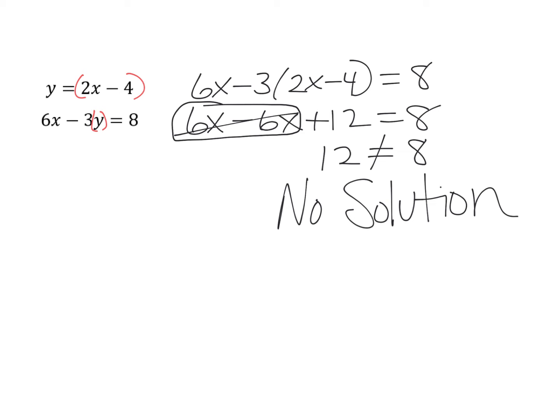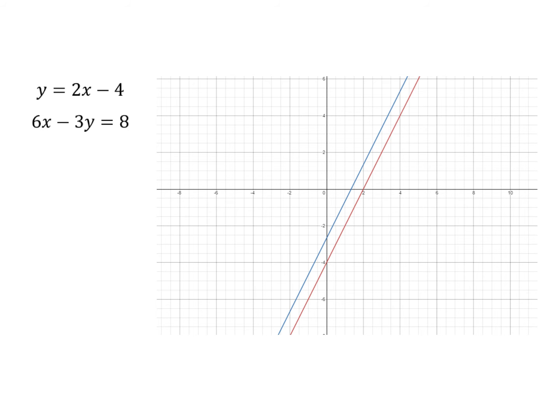Let me show you what that looks like on a graph. Here are the two equations that we just put into substitution, and I've graphed them. And do you see what's happening? They're parallel lines. So they're never going to intersect. And if they don't intersect, then there's obviously no solution.